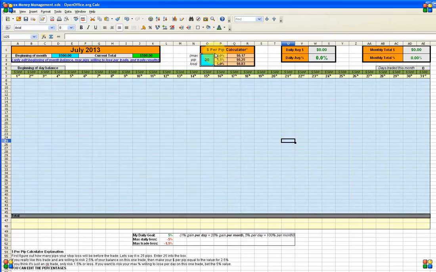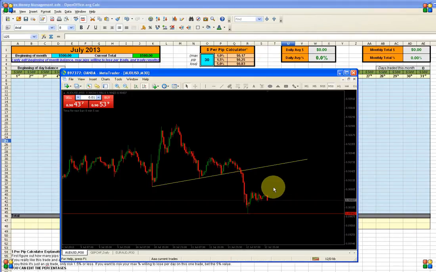So let's look over here. This per pip calculator is the bread and butter of this spreadsheet. If we come over to our trade, and let's say I think maybe this trade's going to go up to this previous support line, which may become resistance now, and I'm thinking that's 120 pips or so that I'm expecting to win. What you want to do with this spreadsheet, Forex Money Management, isn't determine what you're expecting to win. You determine where you're willing to lose.